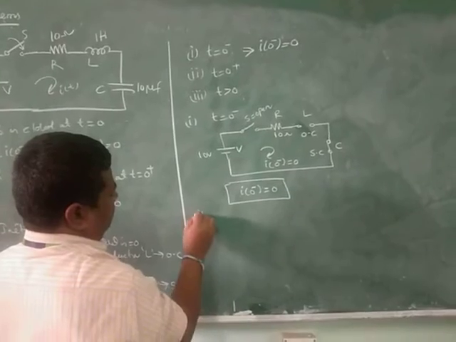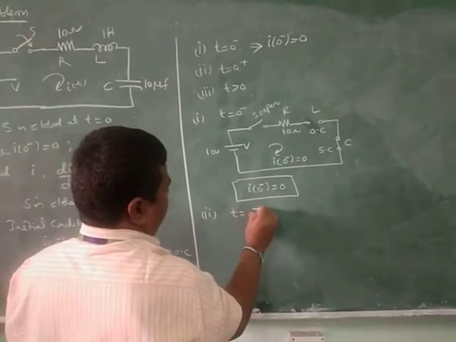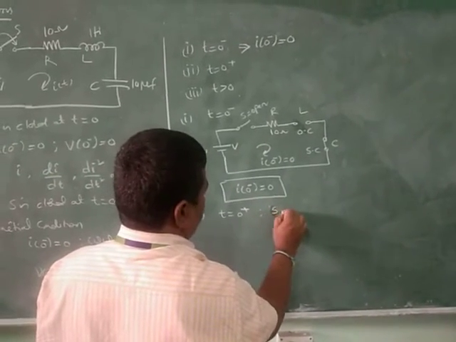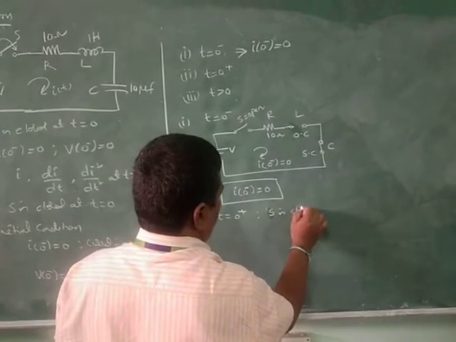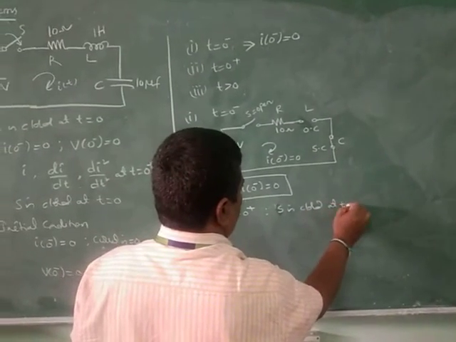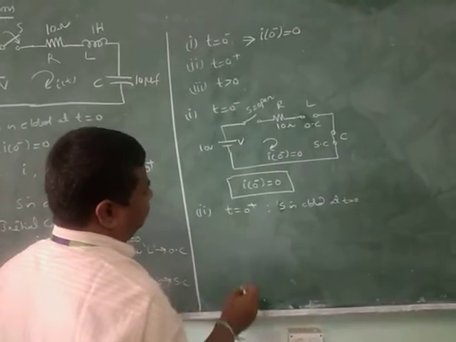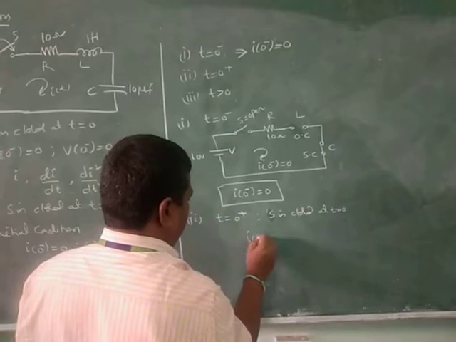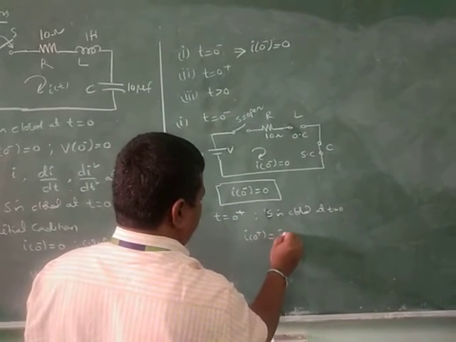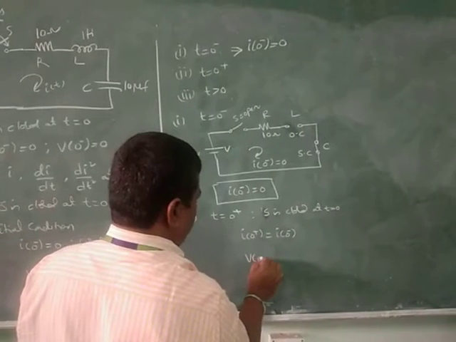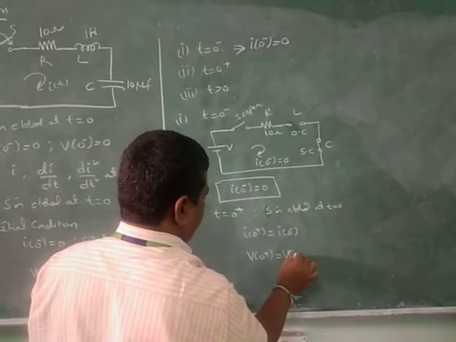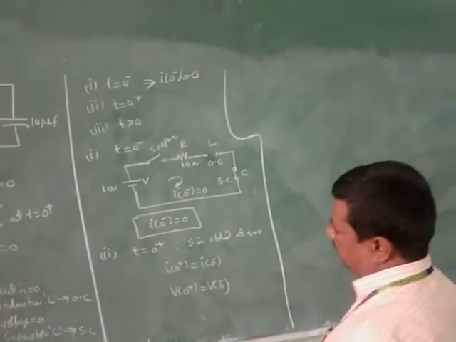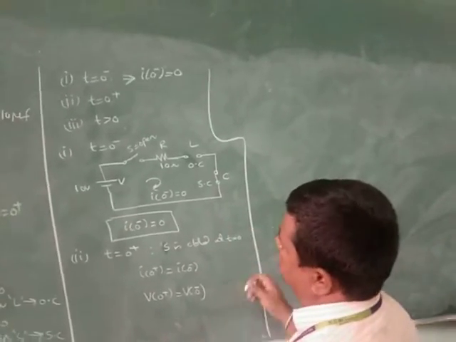Coming to the second case, t equal to 0 plus, where S is closed at t equal to 0. The initial conditions are already known: for the inductor i(0+) is equal to i(0-). Similarly, v(0+) is equal to v(0-). That means the behavior of the capacitor and inductor is the same as the first case.